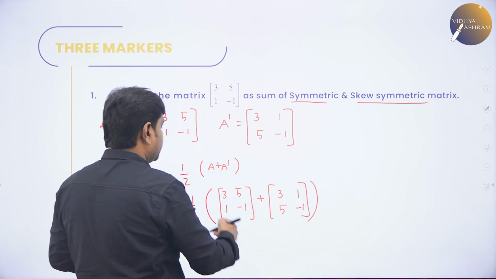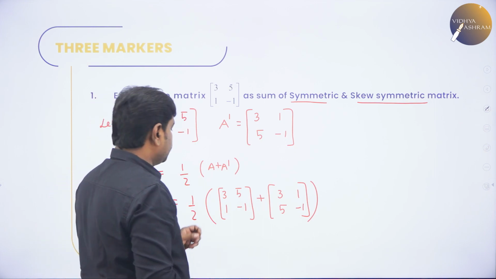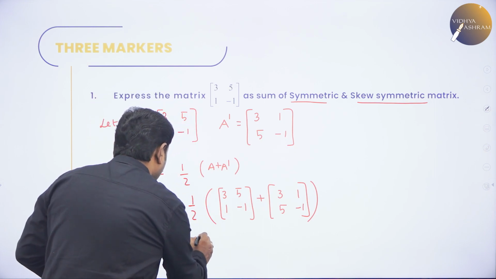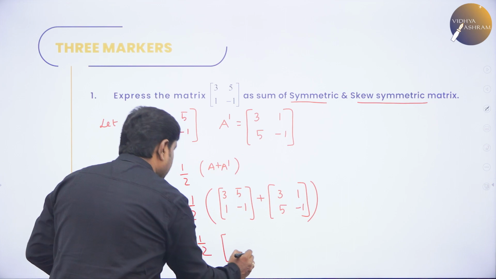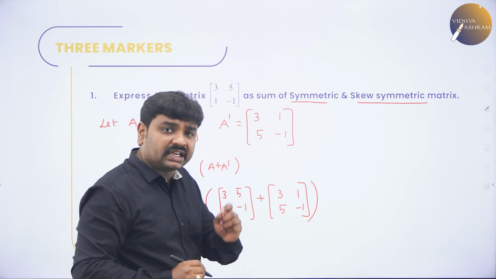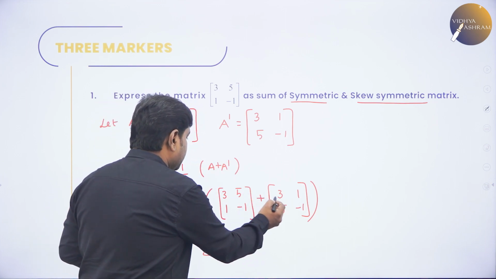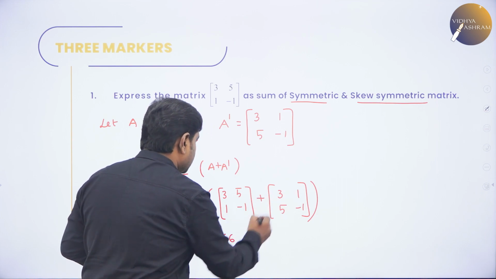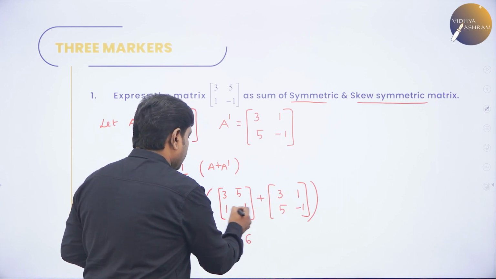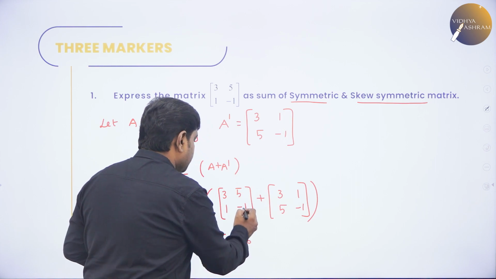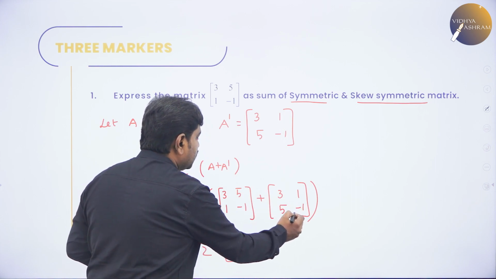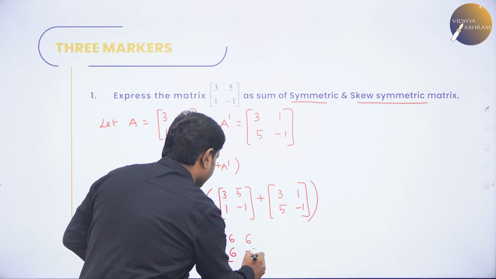So now we got the value of B. Now simplify this. Half into adding the matrices. All of you know how to add two matrices. Add the corresponding elements. So 3 plus 3, 6. 5 plus 1, 6. 1 plus 5, 6. Minus 1 plus minus 1, minus 2.